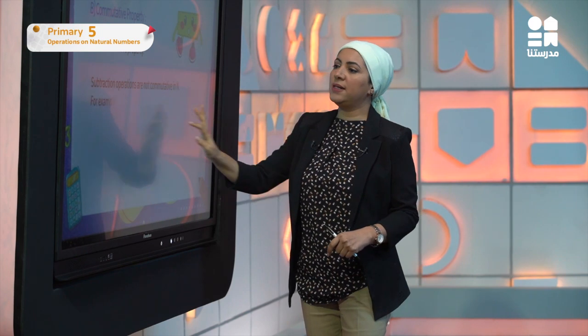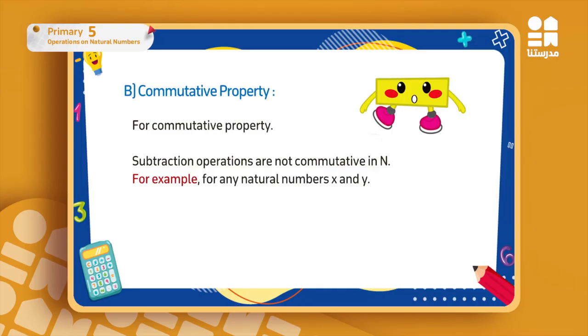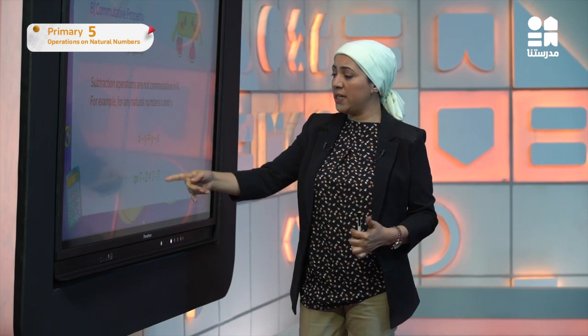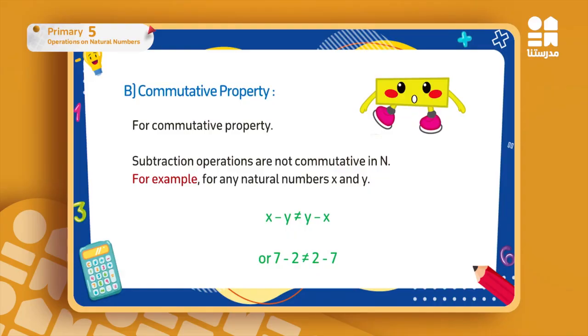Commutative property. For commutative property, subtraction operations are not commutative in N. How? If I have two natural numbers x and y, x minus y is not equal to y minus x. If I swap the places of the numbers, they are not always equal to each other, because this of course depends on what the numbers I have are. Example here, 7 minus 2. 7 minus 2 is 5. 2 minus 7, I cannot do it at all because it will give me a negative answer or negative number. Then they are not equal.